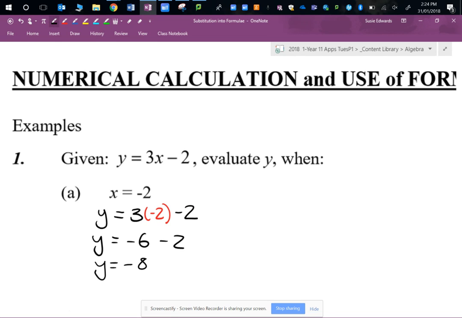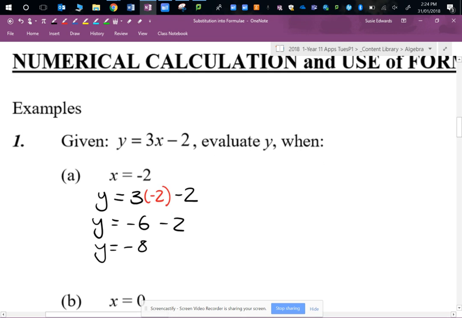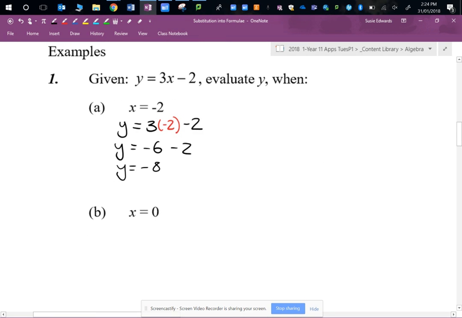So if you had trouble with those two skills, you need to work on your integers, okay? Everyone understand the substitution part though, because that's the main part? Yes? All right, so can you guys try and do the same equation, but this time instead of -2, x equals 0. Can you give it a shot, please?